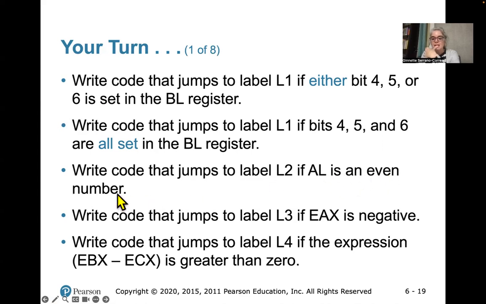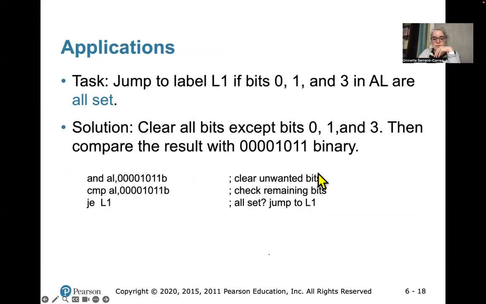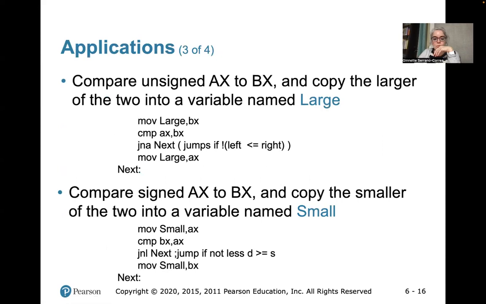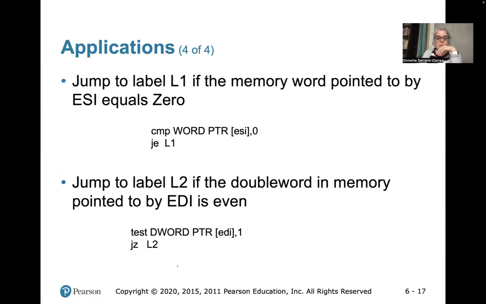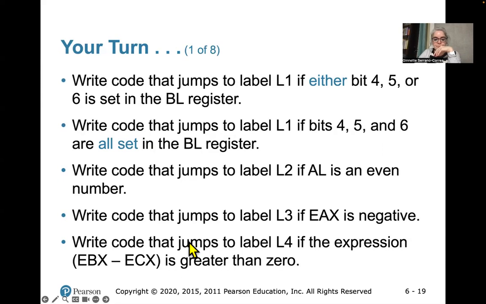So remember, to check if it's an even number, you're ANDing, or you could use test. Probably test would be better. The very first bit, bit 0, AND it with a 1. So it's going to look like this, except we're not using double word pointer EDI. You could use test 1, using AL.